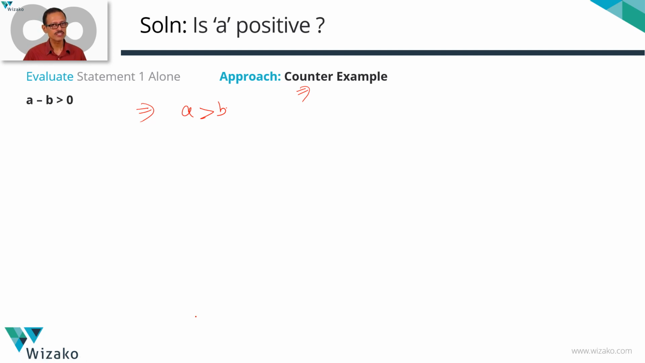Could A be positive and be greater than B? Yes. Could A be negative and still be greater than B? Possible. So let's just take two examples to round this up and say that knowing that A is greater than B is not sufficient to decide whether A is positive or otherwise. Example 1, I'm going to go with A equal to 10, B equal to 2. A is greater than B. Is A positive? The answer to the question is yes.